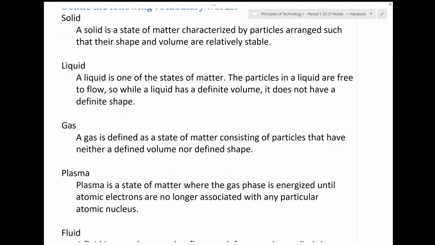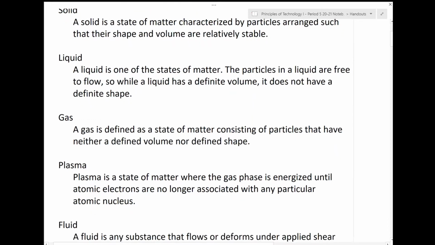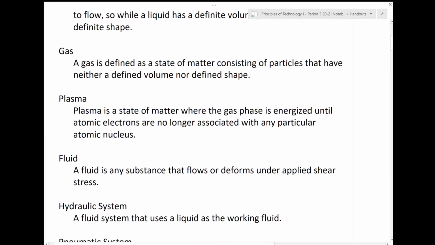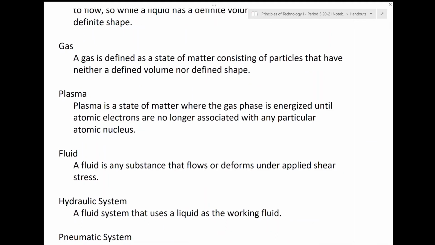A solid is a state of matter characterized by particles arranged such that their shape and volume are relatively stable. A liquid is one of the states of matter. The particles in a liquid are free to flow, so while a liquid has a definite volume, it does not have a definite shape. A gas is defined as a state of matter consisting of particles that have neither a defined volume nor a defined shape.